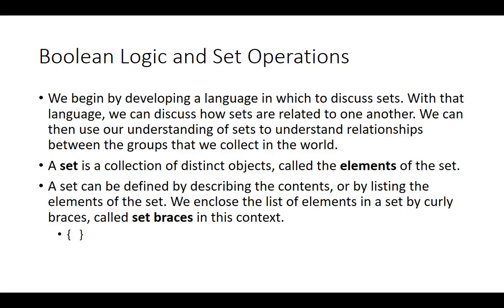So what is a set? A set is a collection of distinct objects called the elements of the set. So a set is made up of elements. A set can be defined by describing the contents or by listing the elements of the set. We enclose the list of elements in a set by curly braces, called set braces in this context. So the curly braces are what we use to denote our set.